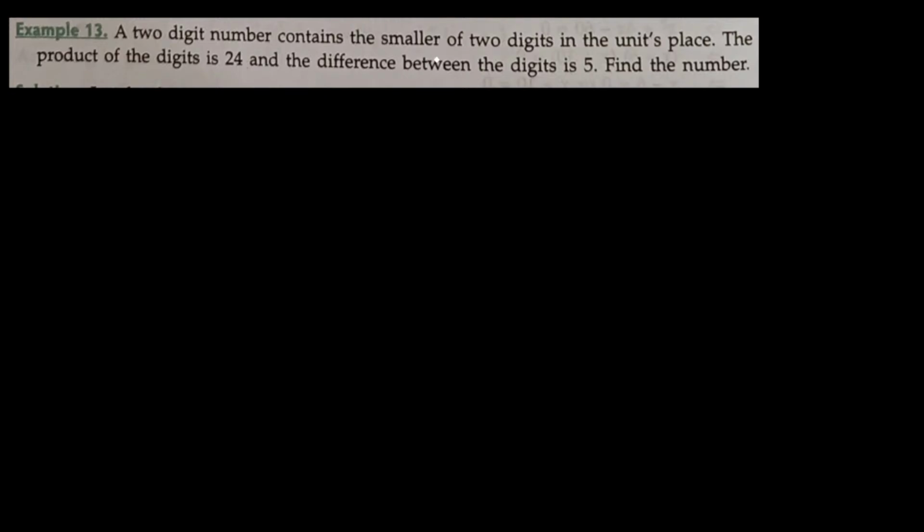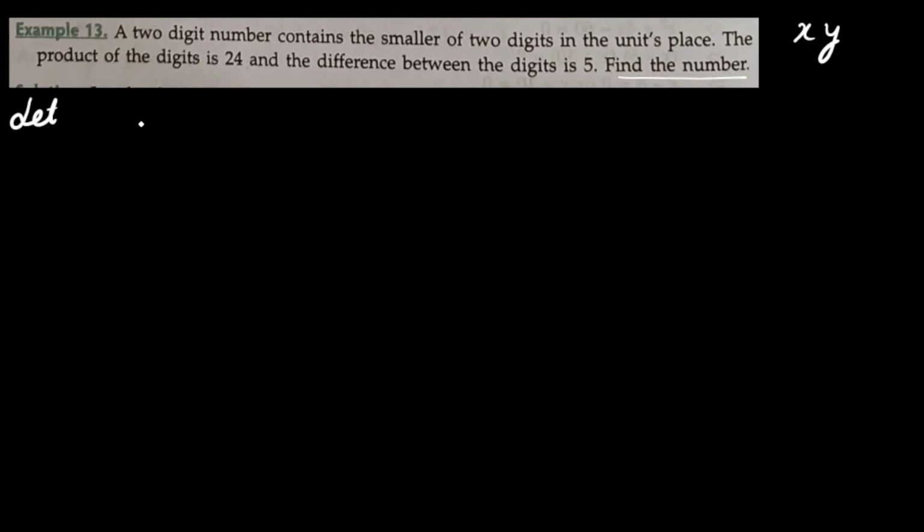Yes, a two-digit number is there, we have to find the number only. The product of the digits is 24 and the difference between the digits is 5. So first of all, let's just assume the numbers. Because it's a two-digit number, I cannot assume let the number be xy. The reason I have told you: if I write the number as xy, it will become x into y. Because if I have supposed 83, I cannot write it as 8 into 3, it is 83 itself. So first of all, we just have to assume the number.